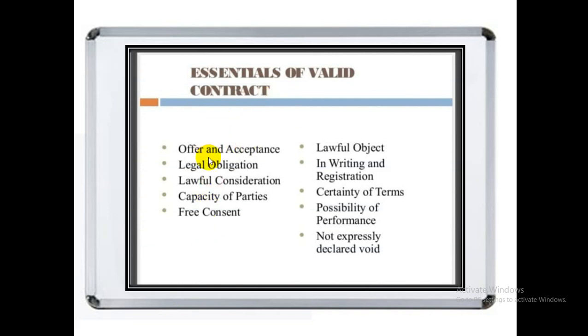Essentials of a valid contract. There are 10 essential elements of a valid contract: offer and acceptance, legal obligation, lawful consideration, capacity of parties, free consent, lawful object, in writing and registration, certainty of terms, possibility of performance, not expressly declared void.